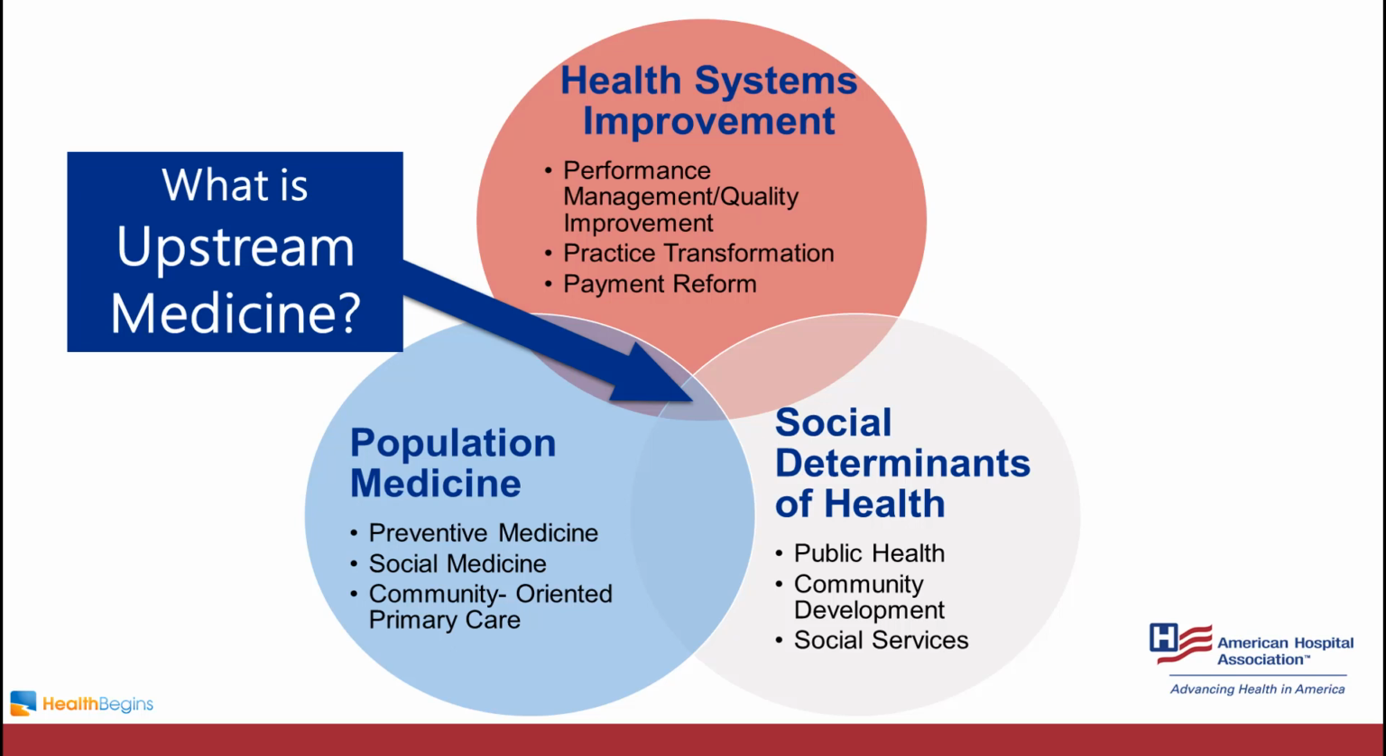At the intersection of these three areas of work, especially when health systems improvement and population medicine meet the social determinants of health, that intersection point is what we describe as upstream medicine. It's the modern version of community-oriented primary care and social medicine. It's the clinical manifestation of the social determinants of health. It's the application of health systems improvement to address social determinants. In other words, this is where all of these three streams come together to form what we consider to be upstream medicine.